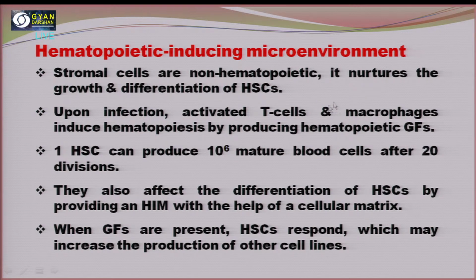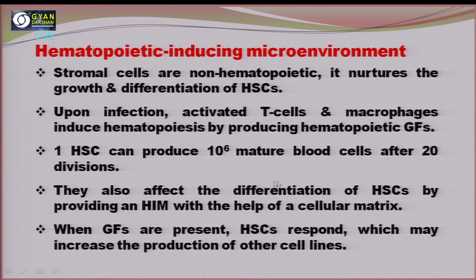which are available in the bone marrow. One HSC can produce 10 to the power 6 mature blood cells after 20 divisions. So you can see, 10 to the power 6 mature blood cells after 20 divisions. So the hematopoietic stem cells have a lot of capability.